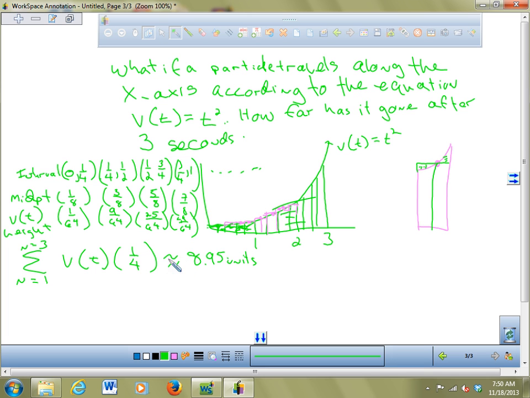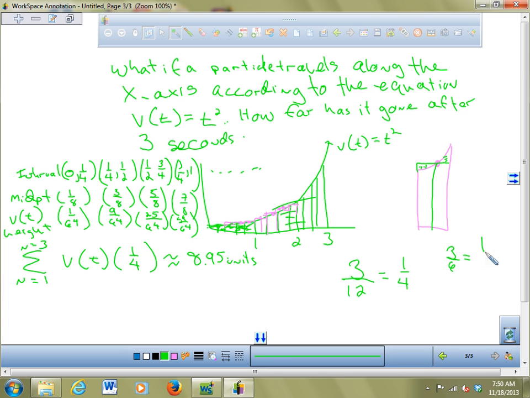Yes, sir. Do we take the sum first and then multiply by 1/4? It doesn't matter. You can multiply each one by it, but it's easier to take the sum first and then multiply by 1/4. Yes, Joe. Where'd you get the 1/4? Because if I say I want 12 rectangles, and it's 3 units from here to here, so if I divide 3 by 12, I get out 1/4.